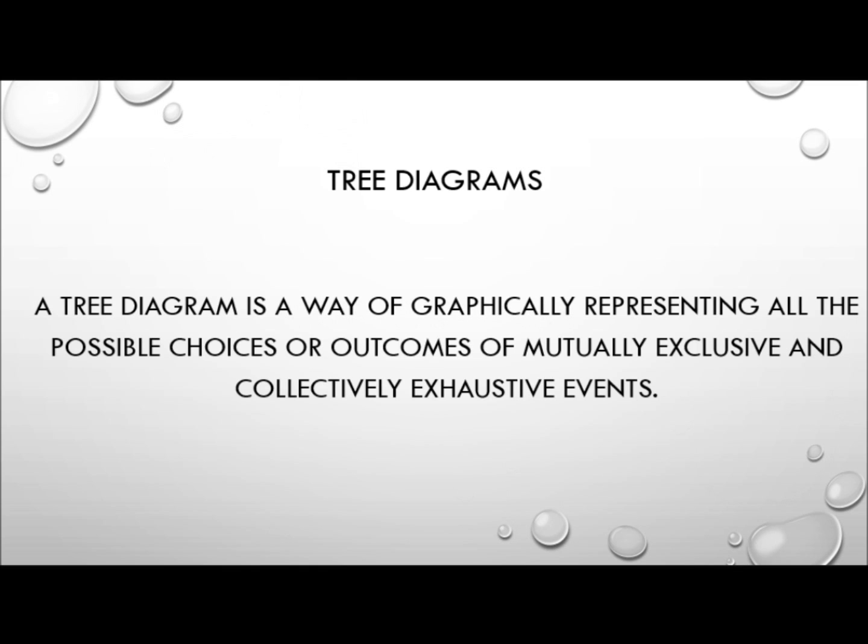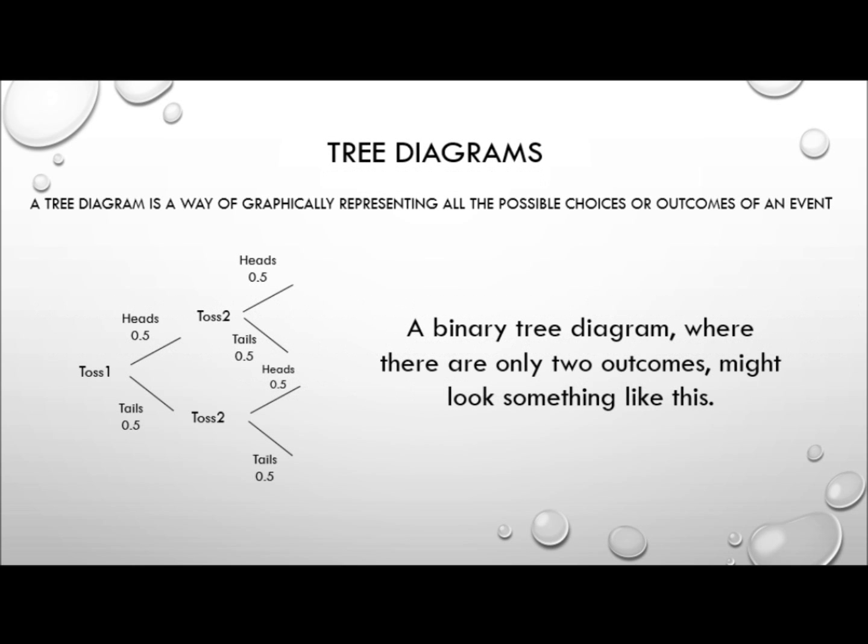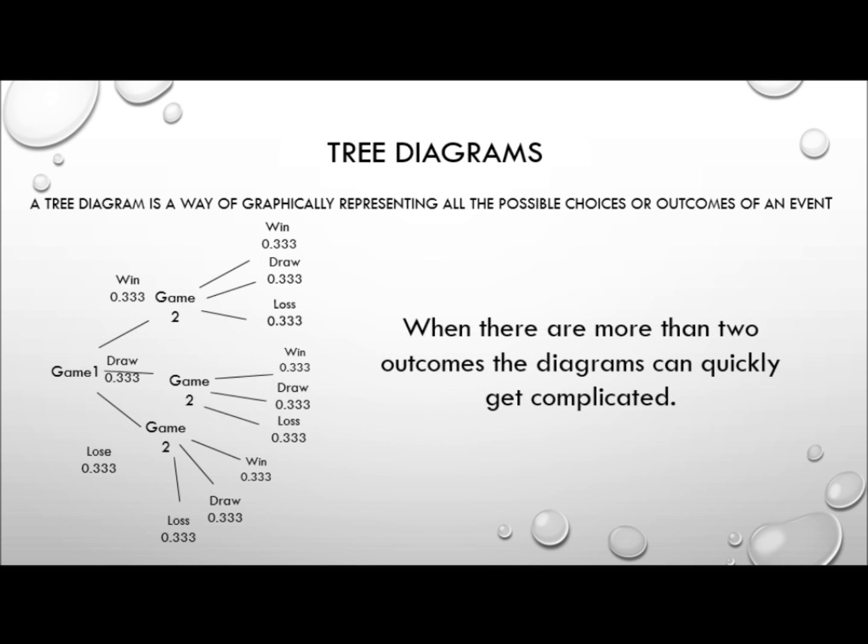A tree diagram is a way of graphically representing all the possible choices or outcomes of mutually exclusive and collectively exhaustive events. A binary tree diagram, where there's only two possible outcomes, might look something like this. But where there are more than two outcomes, the diagrams can quickly get complicated. So make sure you plan ahead when drawing a tree diagram and make sure you've got the right amount of paper and space.